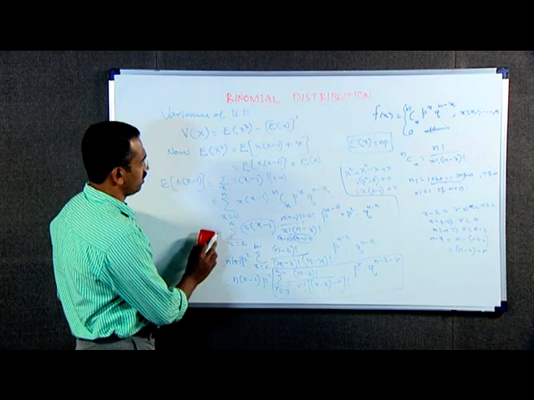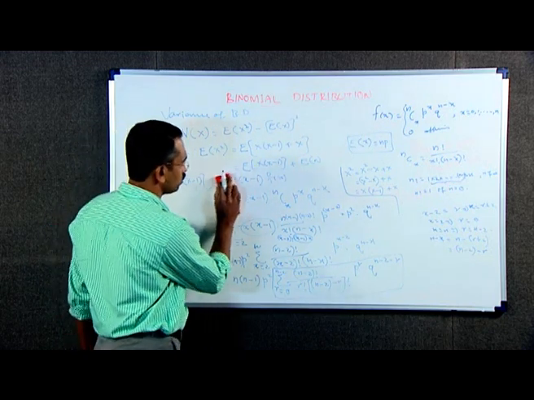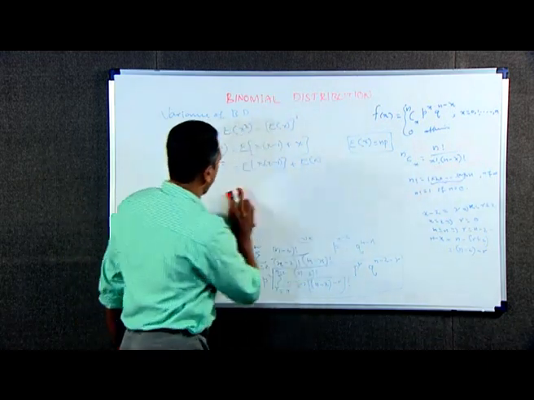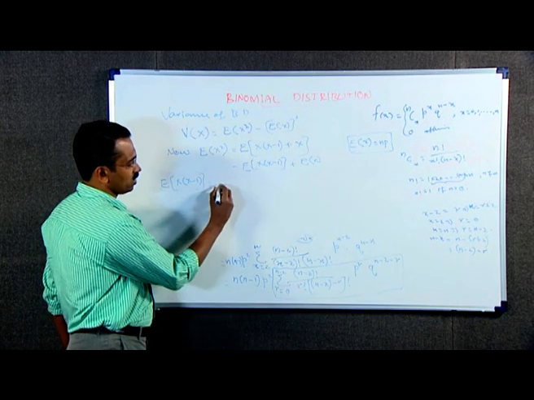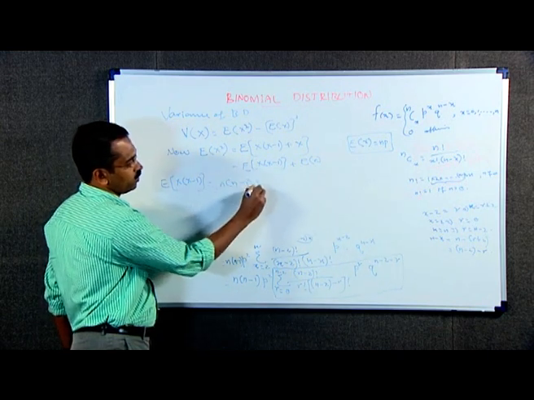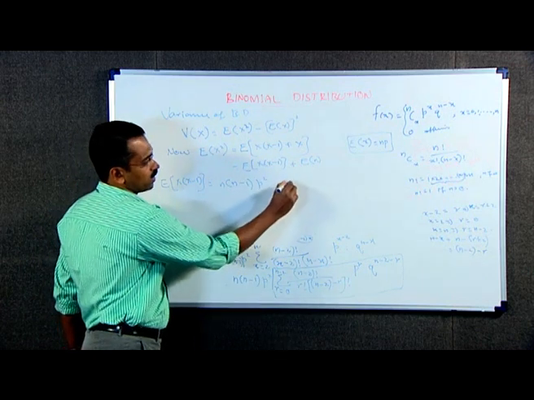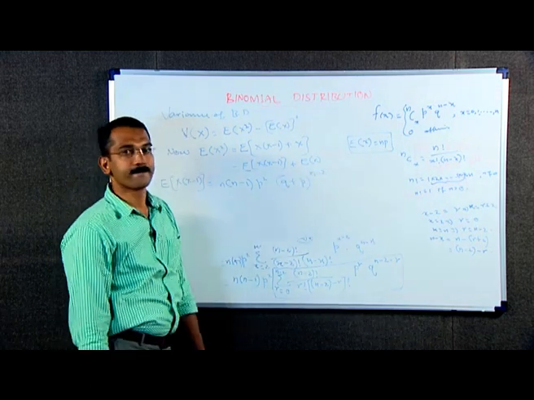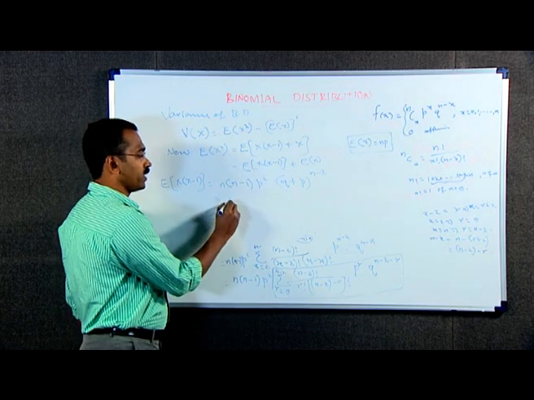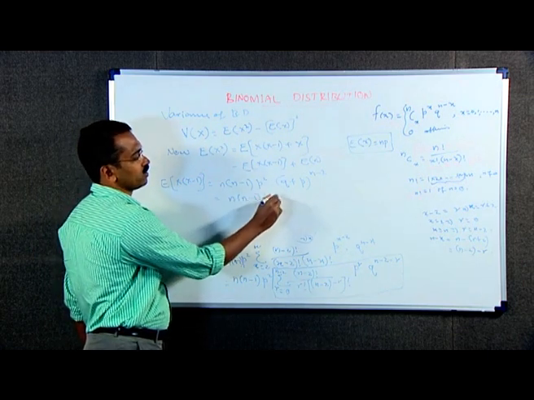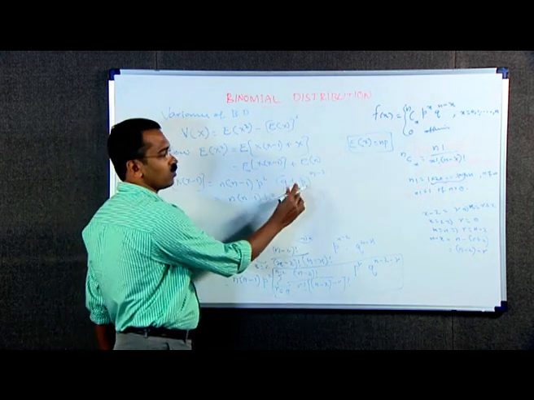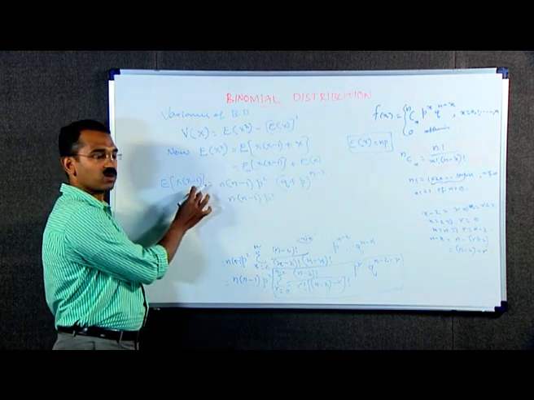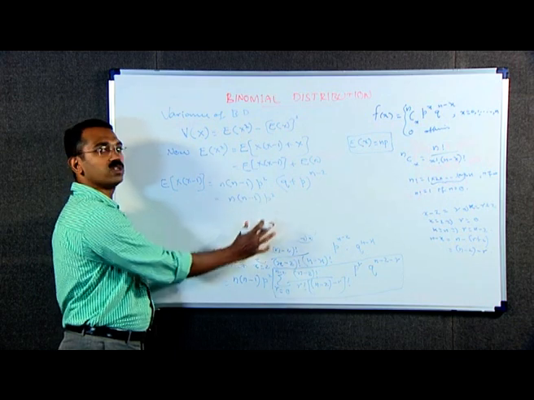That is, E of x into x minus 1 is equal to n into n minus 1 into p square into q plus p raised to n minus 2, which is equal to n into n minus 1 p square, since p plus q is 1, and 1 raised to n minus 2 means 1. Therefore, expectation of x into x minus 1 is equal to n into n minus 1 into p square.